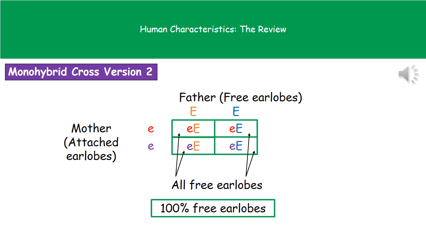The 2 at the top go into the cells beneath them, and then the 2 on the left go in the cells to the right. And again, I've done these in different colours so you can see exactly where they go. Make sure that you do label the phenotype, so the fact they're all free earlobes in the offspring, and then write the percentage, so 100% free earlobes.